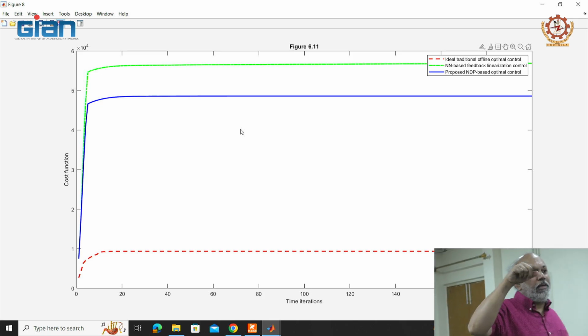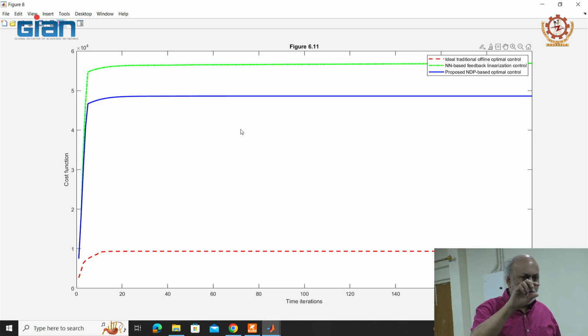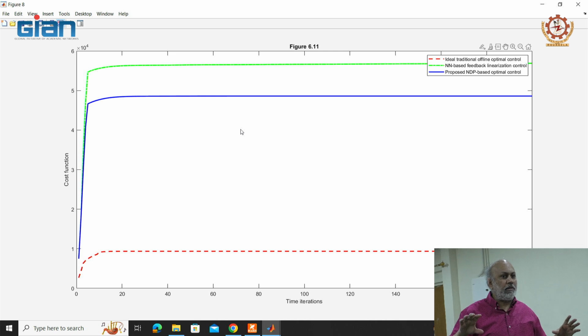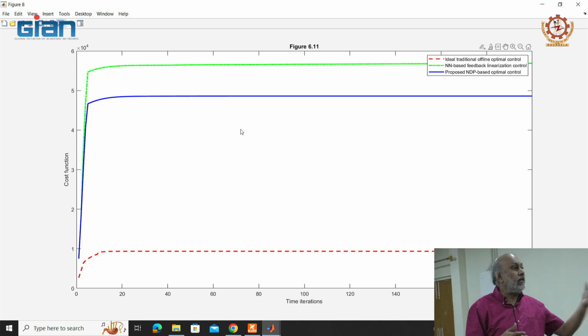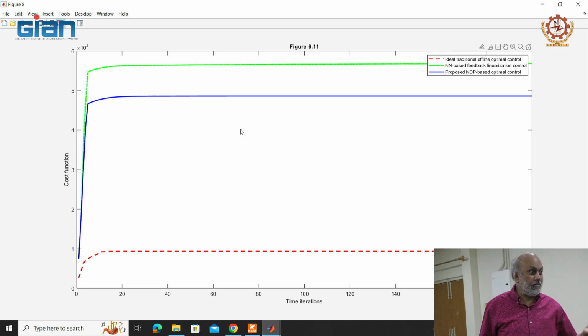So if you have x of k plus 1 equal to f of x of k plus g times u, you are taking u equal to 1 over g times minus f plus v, right? That's the feedback linearization. So what is feedback linearization? You are trying to cancel the nonlinearities through feedback. Now it's different from Jacobian linearization. What is Jacobian linearization?